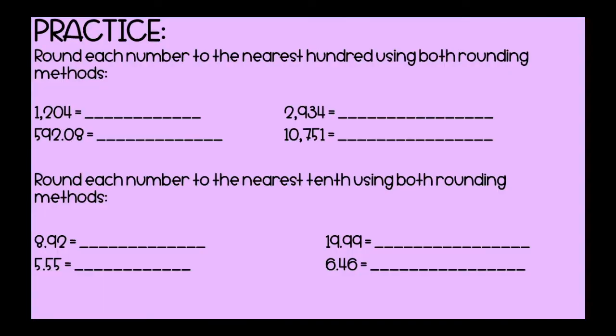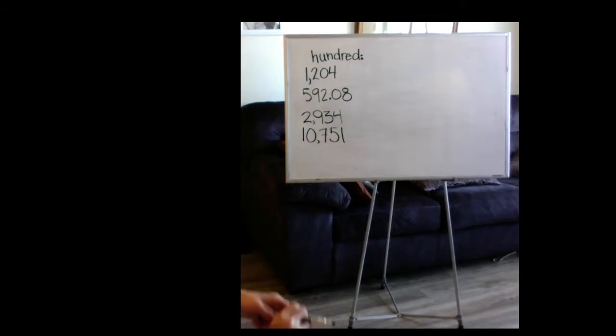Let's put our new rounding skills to the test with some practice. Round each number to the nearest 100 using both rounding methods for the first 4, then round each to the nearest 10th using both rounding methods. Make sure you're practicing using both because that will really help you be an expert in this skill. Especially if you're answering these on a worksheet, make sure you pause this video, give yourself enough time to answer these questions on your own, and then replay when you're ready to go through them and get the answers. Let's head to the whiteboard to go over those answers.